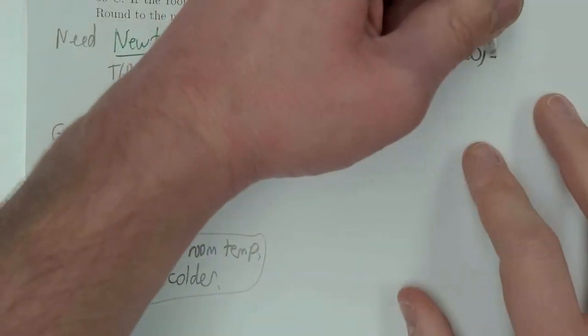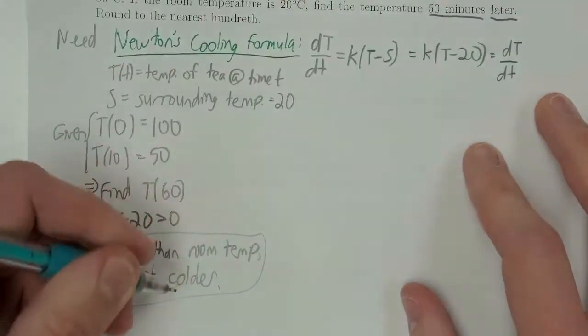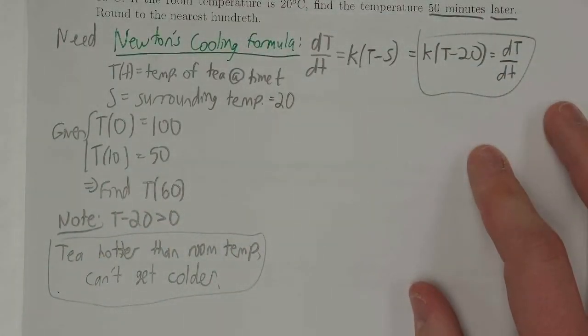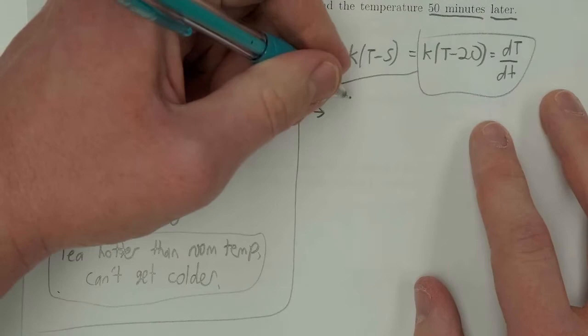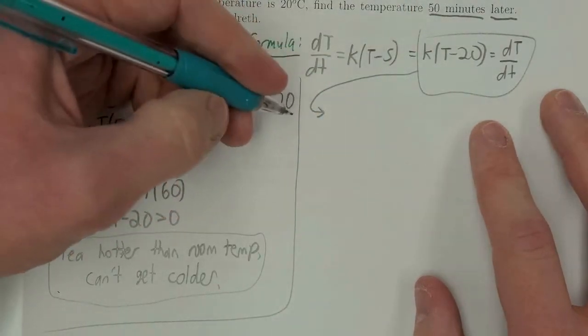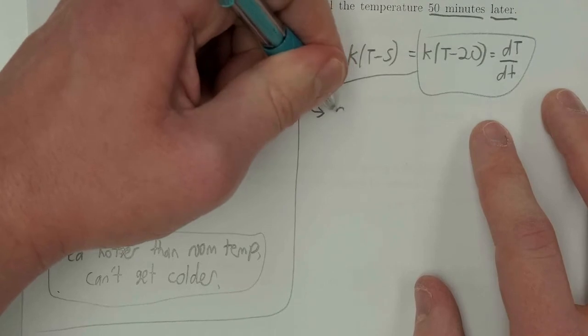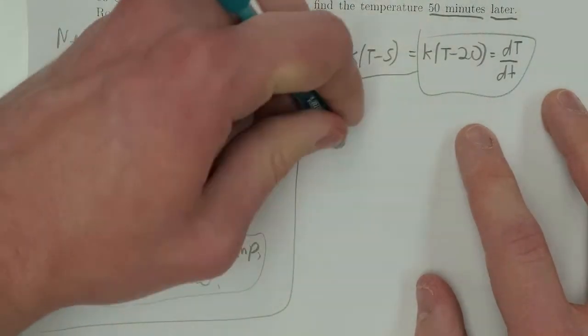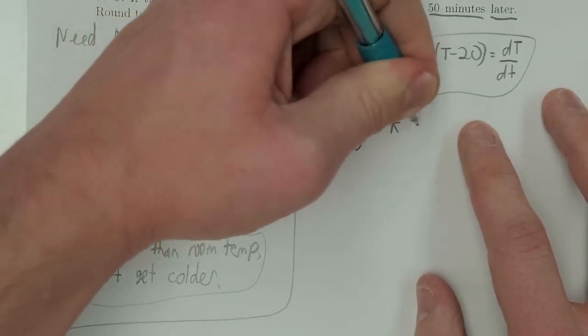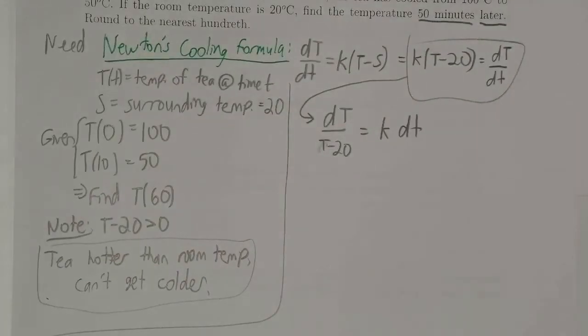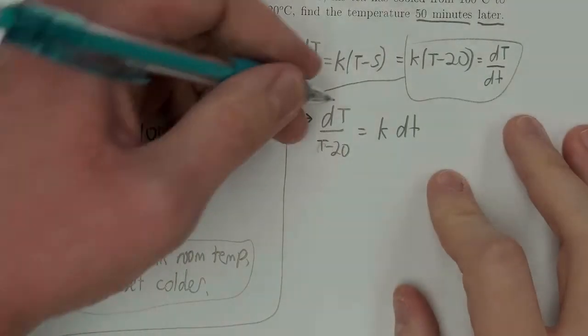Okay, so now that we have that, we have dT over dt is our diffy q. And you should be able to see pretty quickly this is a separable diffy q. So, in this case, if we go ahead and use separation of variables, you should be able to see that we have dT over T minus 20 is equal to k dt. So you should be able to see that pretty quickly in applying separation of variables. So if we do that, then let's go ahead and integrate both sides.